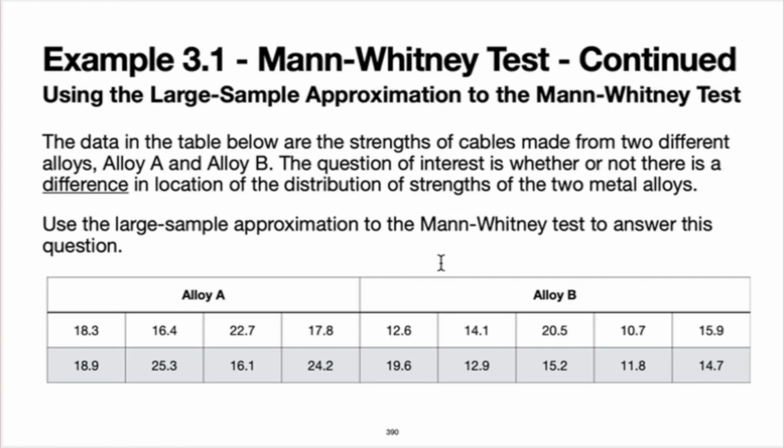We're comparing the strengths of cables made from 2 different alloys, and the question of interest is: is there a difference in the distributions of the strength of the cables made by the 2 alloys? And in particular, we're looking for a difference in location. And what we're going to do is use the large sample approximation to the Mann-Whitney test in order to answer this question.